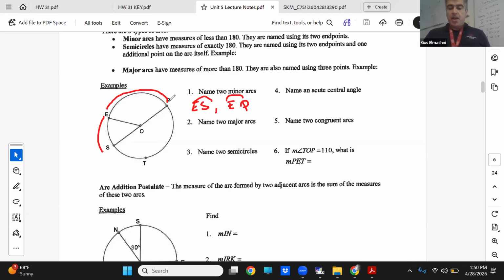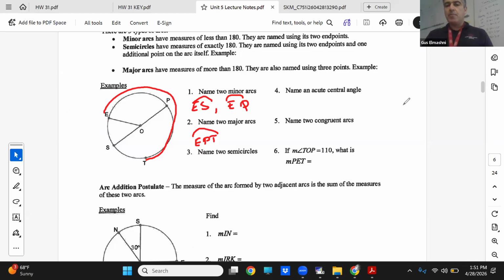Okay, majors. It has to be more than 180, and there's a lot of ways you could say it. I would say this actually. Actually, hold on a sec. What do you say, Faith? EPT? That works, yeah. You have to use at least 3. You could use more if you want to. So arc EPT. Notice I didn't say arc ET because ET looks like it's less than 180. And that's confusing, right? If you say ET, the implication is going to be minor, right?